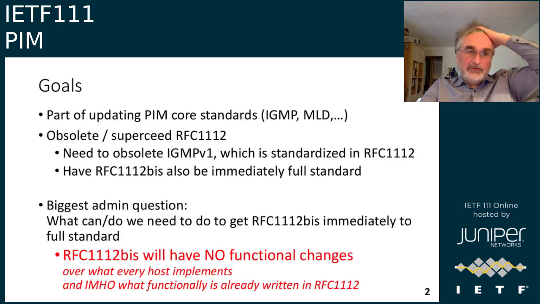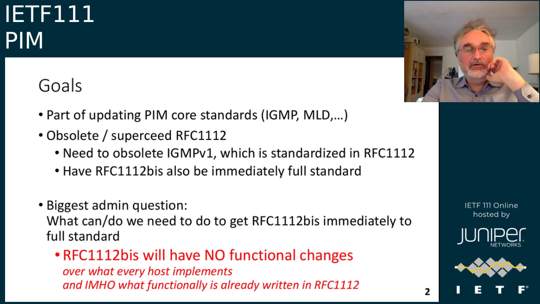Okay, so the goal, this is part of updating the core PIM standards that we started with IGMP, and this one includes IGMP v1, which we need to retire. So we need to obsolete RFC 1112, but basically keep everything except for IGMP v1. The main issue is this is also the most basic core standard for multicast. It's a full IETF standard, so we'll need to figure out how to manage the process so that this can go back immediately to full standard. There's going to be no functional changes to what's written or what I think is actually implemented. And I think we'll take Alvaro's advice as we walk along. Next slide.